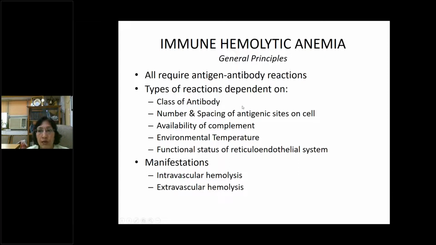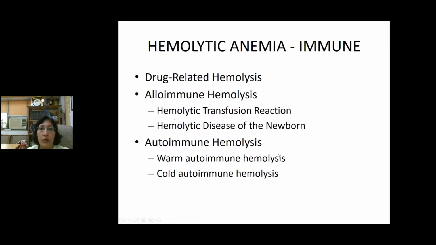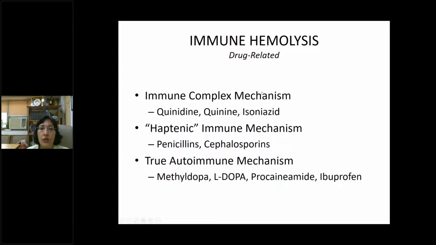The type of reaction depends upon the class of antibody, the number and spacing of antigenic sites, availability of complement, temperature, and how effective our reticuloendothelial cells are. Like the drug-related hemolysis. In drug-related hemolysis, you have to remember these drugs which can lead to hemolysis in normal patients: quinine, quinidine, isoniazid, penicillin, cephalosporin, methyldopa, procainamide, or ibuprofen.